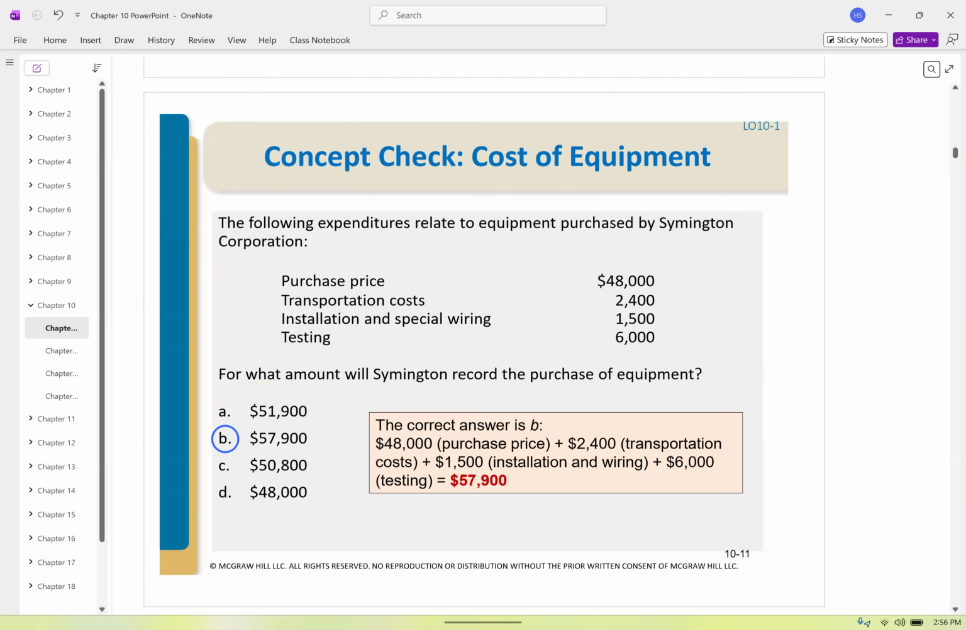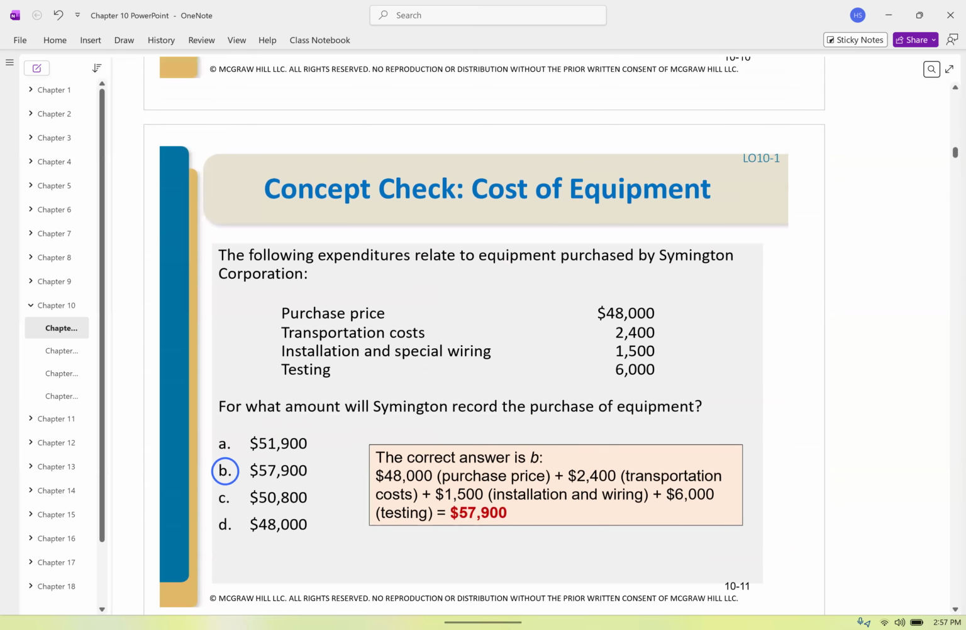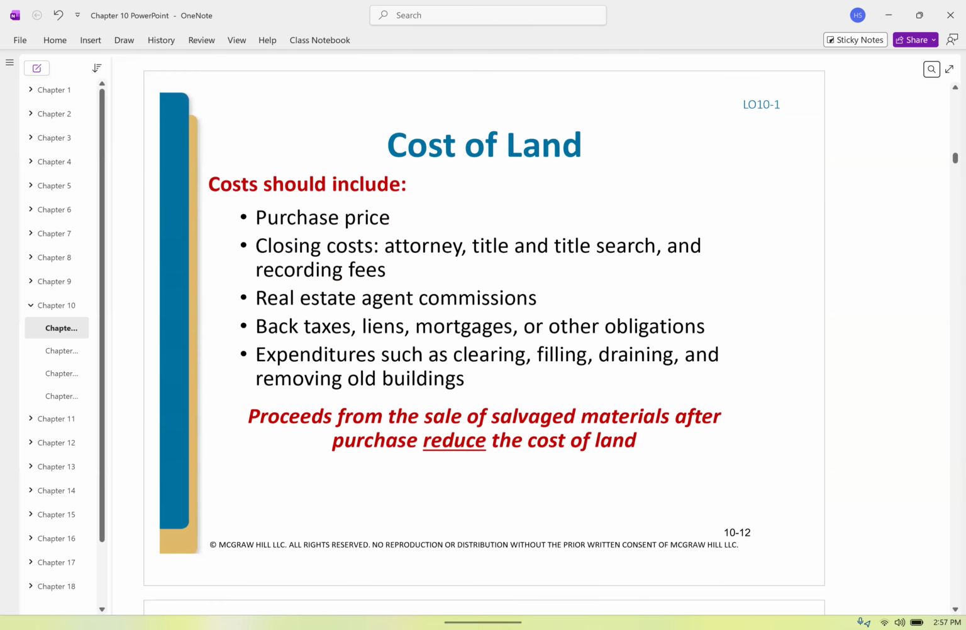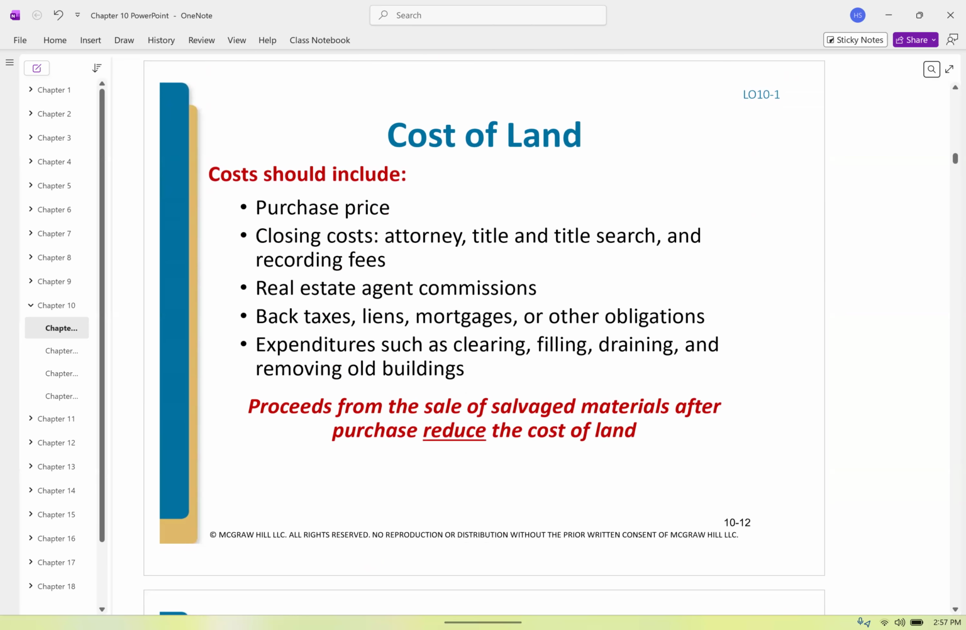Okay. These are those concept checks. I'll pause over it, hover it just a second. So if you want to pause the video and work that, you are more than welcome. Okay. Now let's look at cost of land.